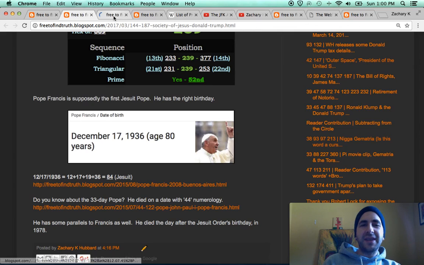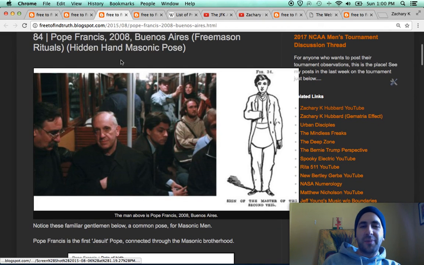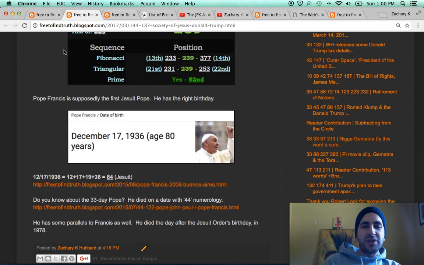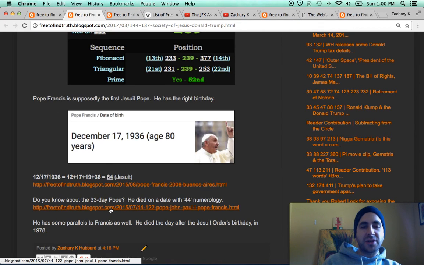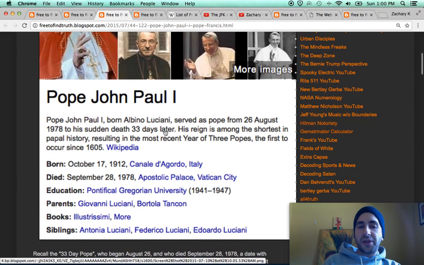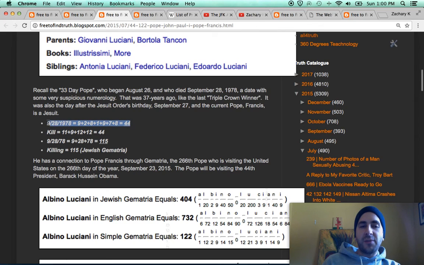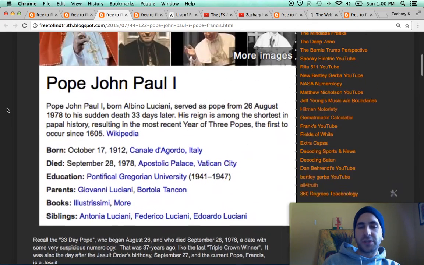If you've never seen the gangster Pope Francis before he was the Pope, here he is doing the Masonic pose, the hidden hands. Jesuits, Masonic order within the Catholic Church. In the history of the Catholic Church, there's also the 33-day Pope. He died the day after the Jesuit order's birthday, which is September 27th. His last day alive was the Jesuit order's birthday. Dead on his 33rd day, a date with 44 numerology. Just where we began.